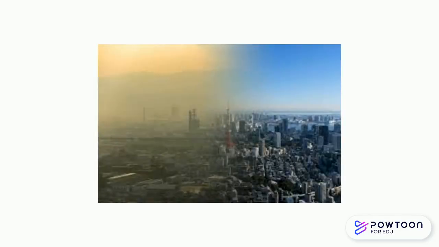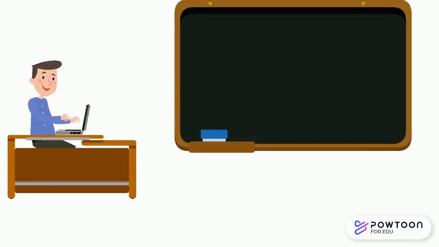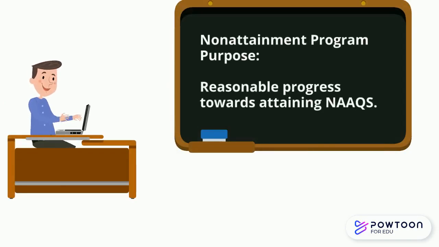As you may recall, the Clean Air Act divides areas into two parts: non-attainment areas, areas that don't meet one or more of the NAAQS, and attainment areas, areas that meet one or more of the NAAQS. Let's address non-attainment first. Once a state falls into non-attainment, it has to implement measures for both existing sources and new or modified sources. Keep in mind, the purpose of these requirements is to ensure that states make reasonable progress towards attaining the NAAQS.